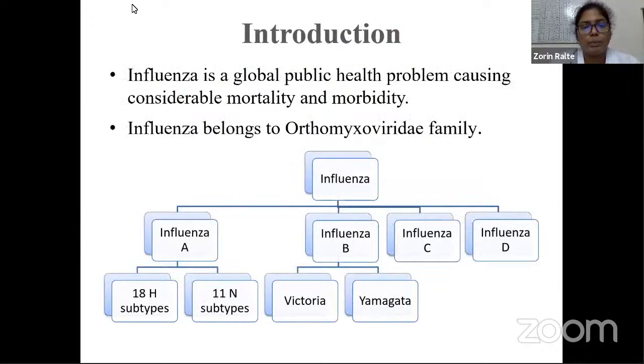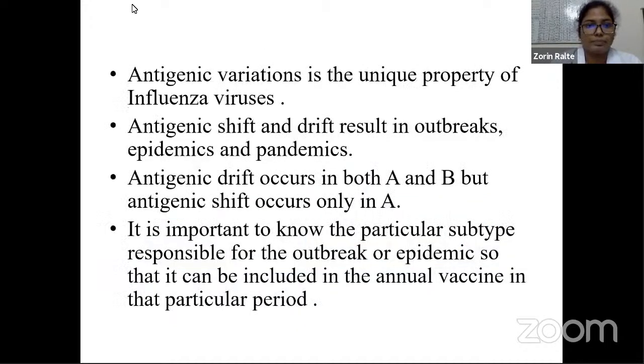Influenza is a global public health problem causing considerable mortality and morbidity. Influenza belongs to family Orthomyxoviridae. It is of four antigenic types, that is A, B, C, and D, of which A and B are human pathogens. Influenza A is subtyped based on surface proteins, that is hemagglutinin and neuraminidase, into 18 H subtypes and 11 N subtypes, whereas influenza B is subtyped into Victoria and Yamagata lineages.